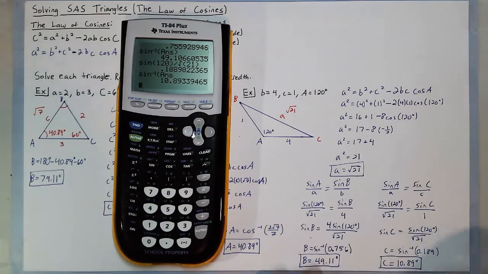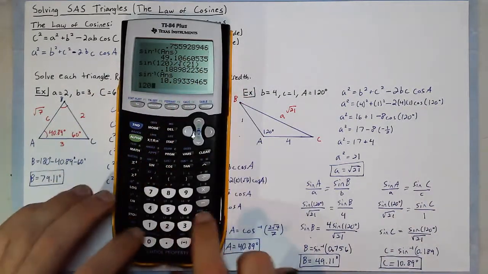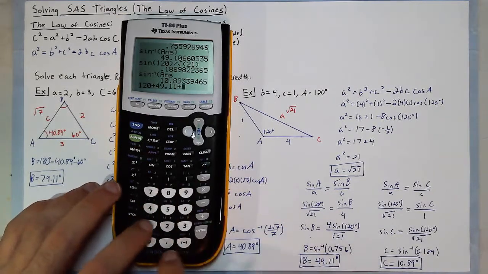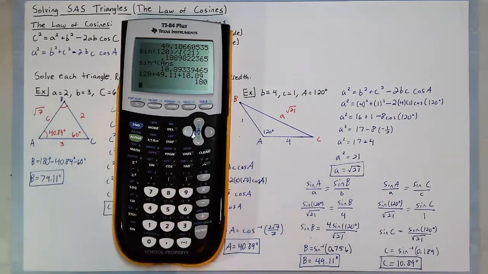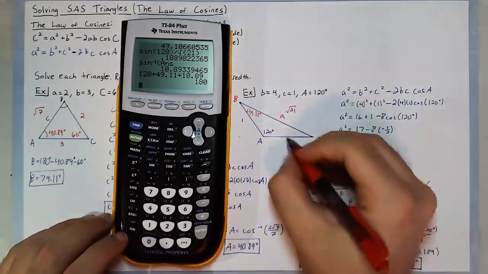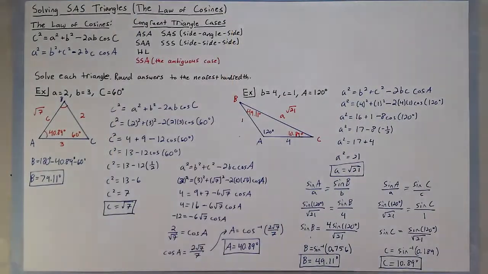And if you want to double check that is the correct answer, these should all add up to 180. So 120 plus 49.11 plus 10.89, you get 180 as well, which solves the triangle. So I find every angle and every side. And that is how you solve side angle side triangles using the law of cosines.